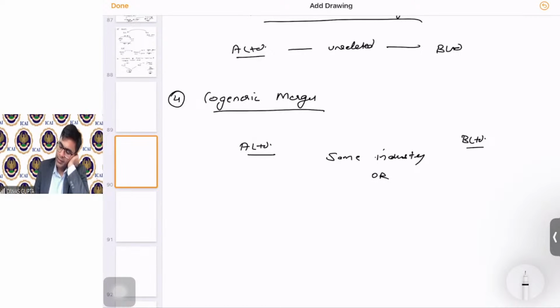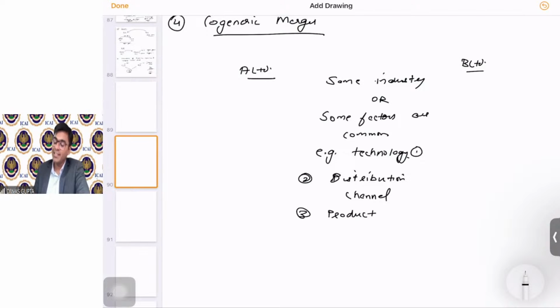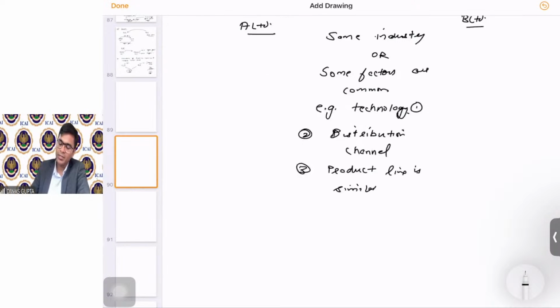or some factors are common. For example, technique or technology. Second example is their distribution channel. Or let's say product line. We are not saying they have the exact same products. We are saying that the product line is similar. If these two companies get merged, then it is called a co-generic merger.